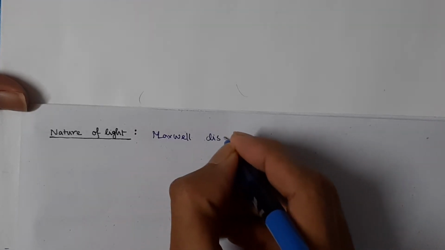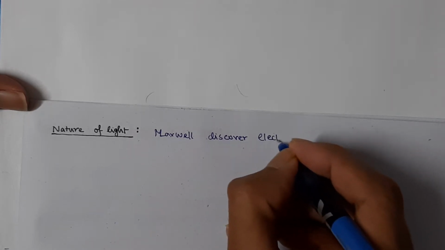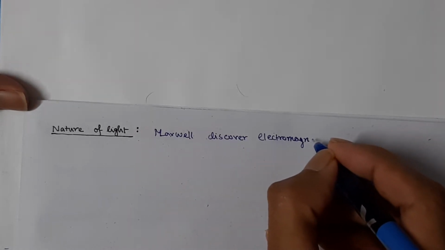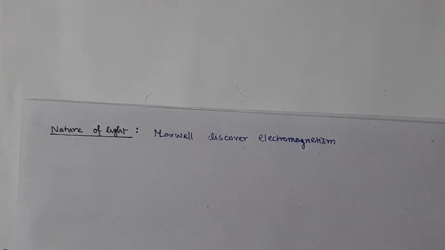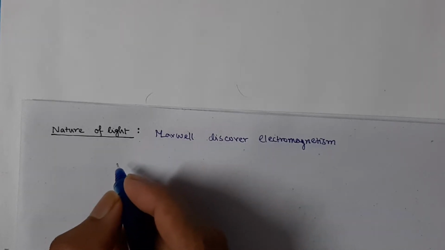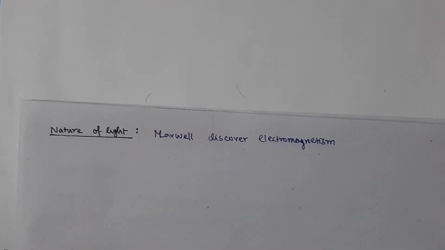Maxwell discovered electromagnetism to describe the properties of light. But actually some properties, like the absorption and the emission of light, aren't explained by the wave nature of light. So according to Maxwell, light is a propagation of electric and magnetic fields which are perpendicular to each other.